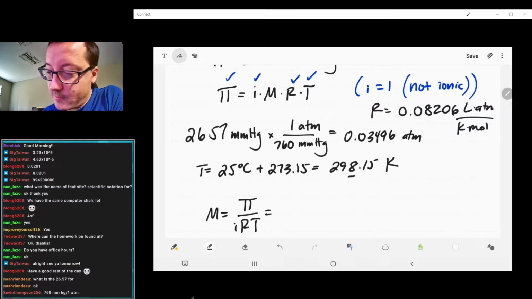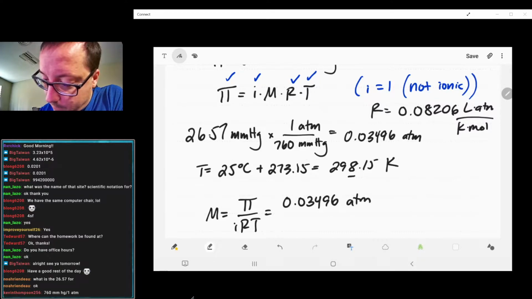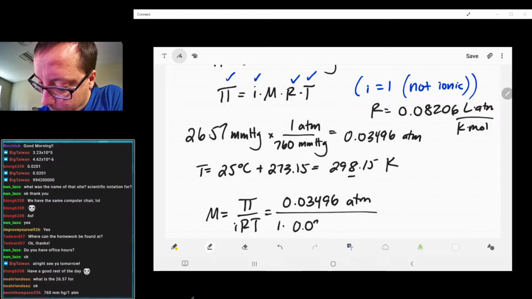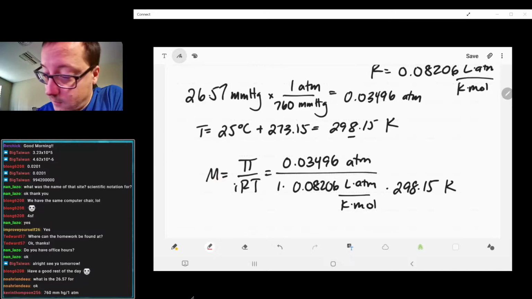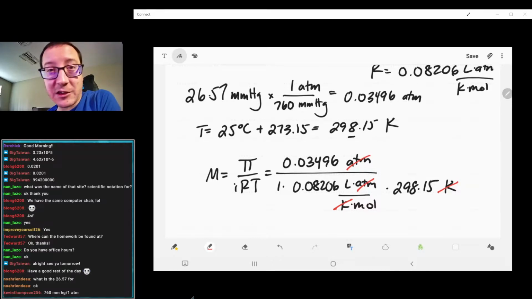i is 1, remember? So we can plug in our values. Liter atmosphere per Kelvin mole, times 298. Okay. Let's check our units. Always a good thing to do. Atmospheres will cancel. Kelvin will cancel. So we'll be left with moles per liter. Notice that this is in the denominator as liters per mole, but of course, since it's in the denominator, we would flip it over. So we will end up with moles per liter. So we know we're going to end up with molarity. That's great.